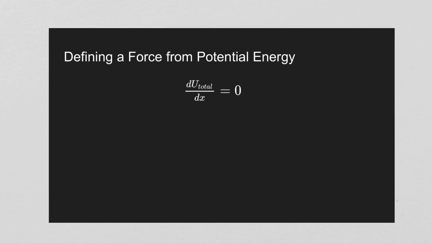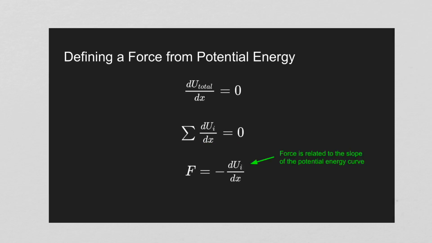So previously in the class, we've talked about how the derivative of kinetic energy with respect to position gives you mass times acceleration. Well, let's see what happens when you take the derivative of potential energy with respect to position. If you get multiples, you just add them up, and the contributions will still equal 0 because you're at equilibrium. And we're going to define this as a force, this change in potential energy with respect to x. So it's related to the slope of the potential energy curve.